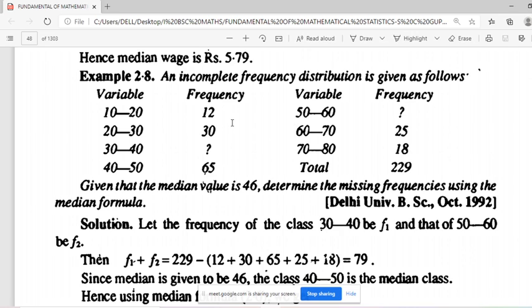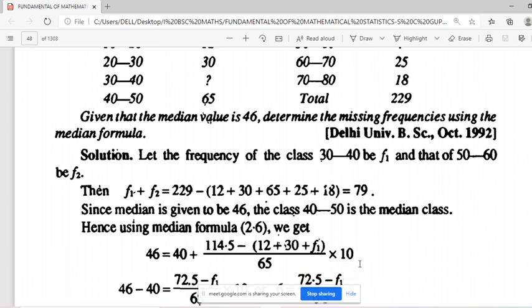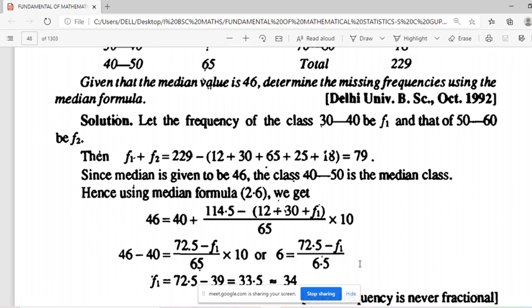From that, F1 plus F2 will be 229 minus 12 minus 30 minus 65 minus 25 minus 18. That is written like this: 229 minus the bracket of 12 plus 30 plus 65 plus 25 plus 18. The remaining frequencies are subtracted from 229. So the result is F1 plus F2 is equal to 79. Moreover, the median value is given.